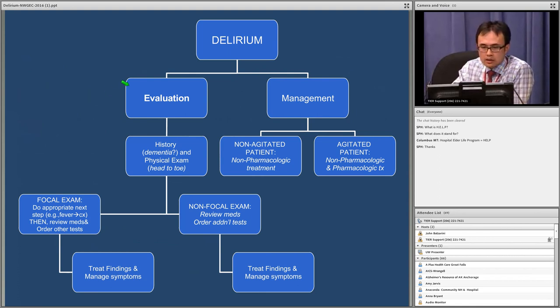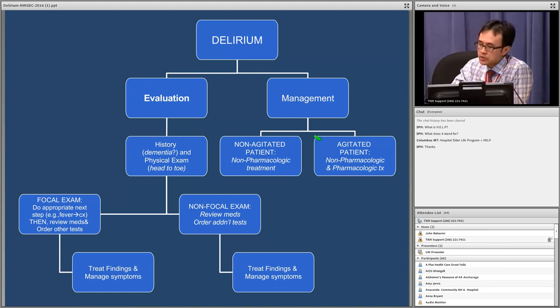It's one of two handfuls of clinical conditions that you would try to evaluate and manage patients for all at the same time. This is what that initial slide talked about: do a physical exam, take a good history, trying to find the reason why the person is delirious. And in terms of management, we'll talk about too, when a person's not agitated, when they're not posing a risk to themselves or to the staff members, then talk about non-pharmacologic treatment.